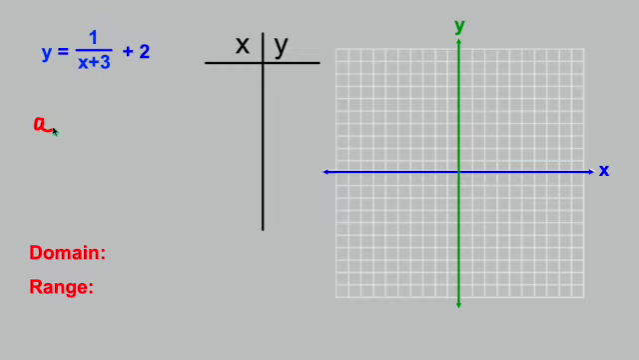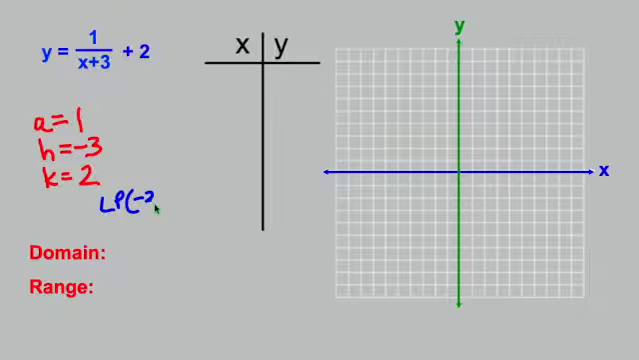So step one is always a, h, and k. a in this case is going to be this number up top here, so that's a 1. h is going to be whatever would make this equal to 0, so x would have to be -3 for that to happen, and then there's a 2 outside. So what this now means is we now have a new locator point of (-3, 2). So I'm going to go to that point right here, 1, 2, 3, and up 2. So that is our new locator point.